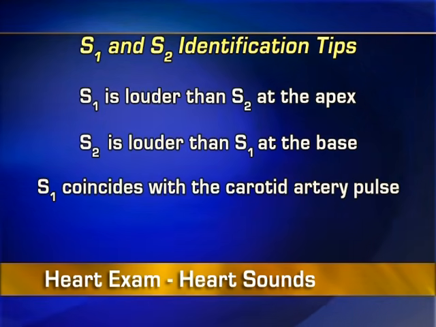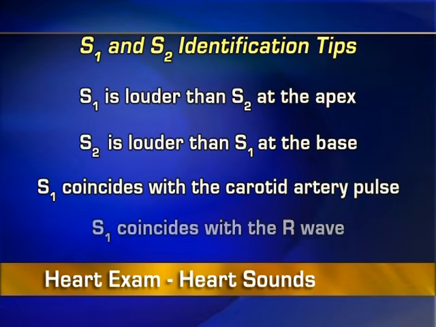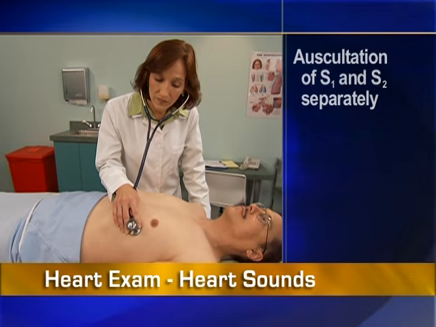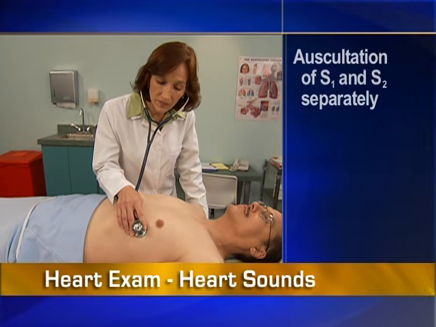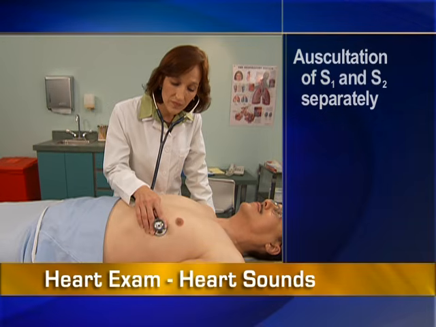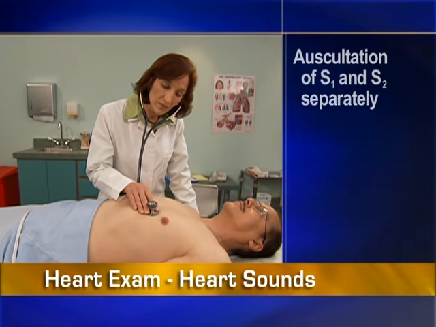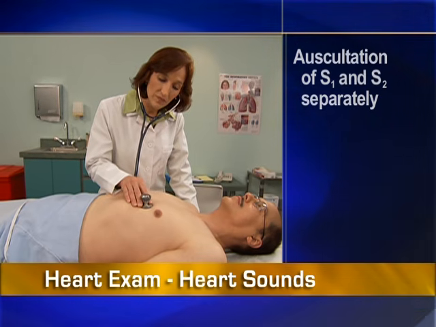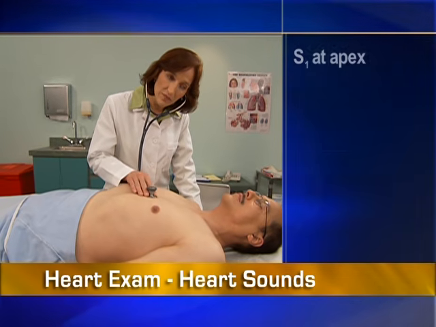S1 coincides with the carotid artery pulse, which you can feel when you hear S1, and S1 coincides with the R wave on an ECG monitor. Now concentrate on S1 and S2 separately, noting whether each sound is normal, accentuated, diminished, or split. Inch the diaphragm across the chest as you do this.